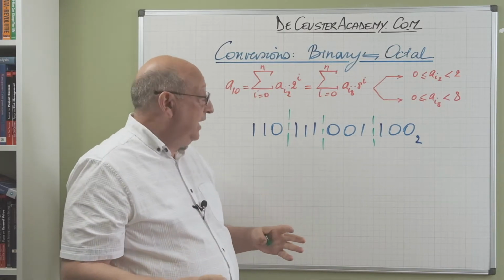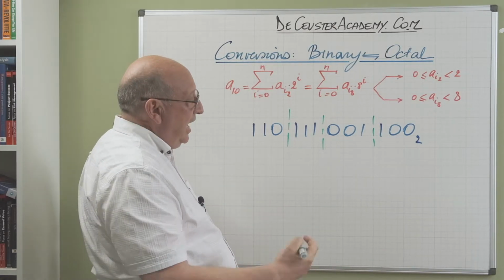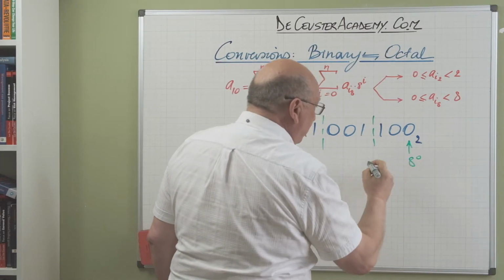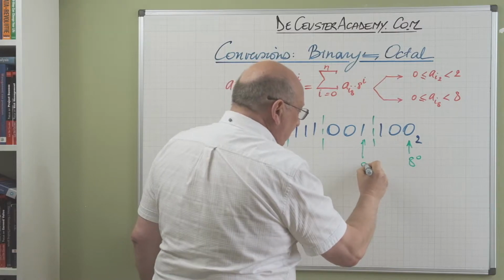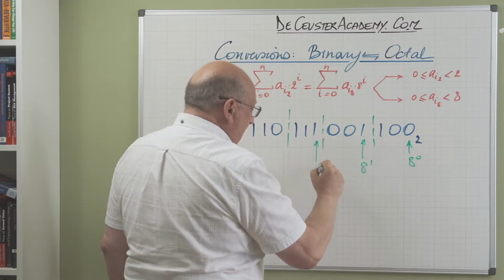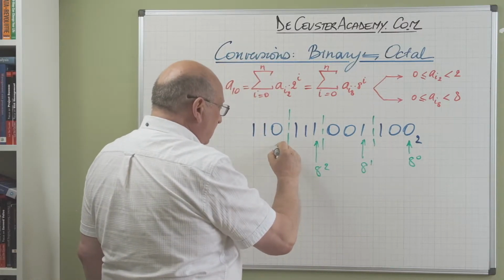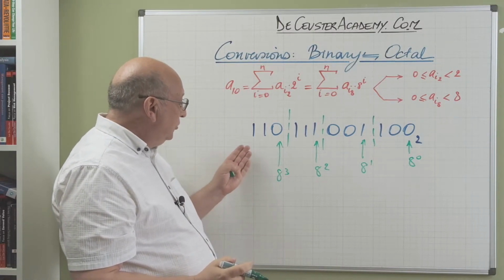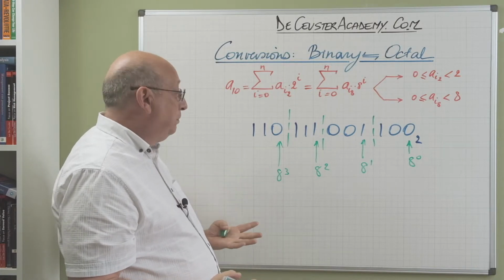Now we are going to put there what are the powers of 8. And we start from the right, from the lowest number. So this is 8 to the power 0. This is 8 to the power 1, 8 to the power 2, 8 to the power 3. And now we calculate the coefficients for these powers.